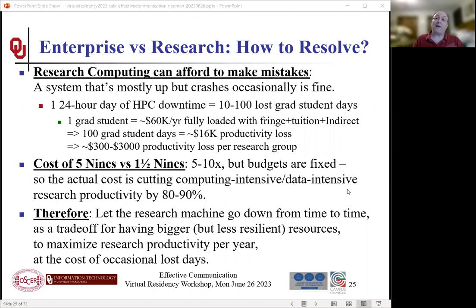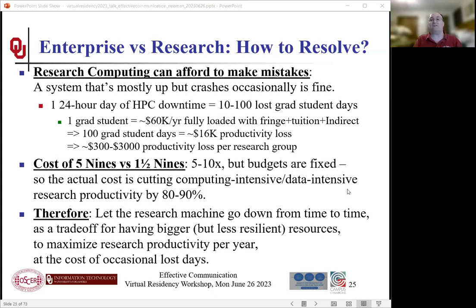So if you're down for 24 hours, you've lost 10 to 100 grad student days. Well, what's a grad student make? About 30K on the high end, right? Fully loaded with tuition assistance and fringe, and overhead, indirect costs, facilities administration, whatever you like to call it, it's about 60K. So 100 grad student days, that's about $16,000 of lost productivity.